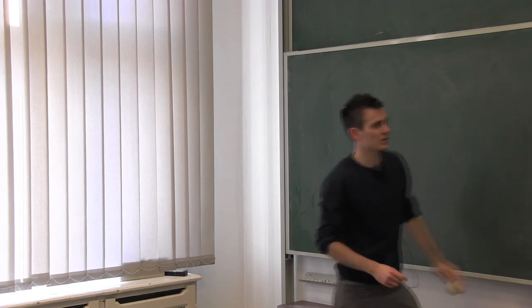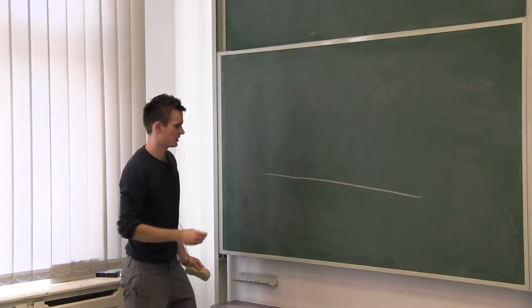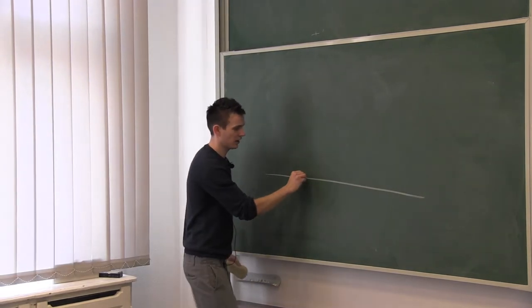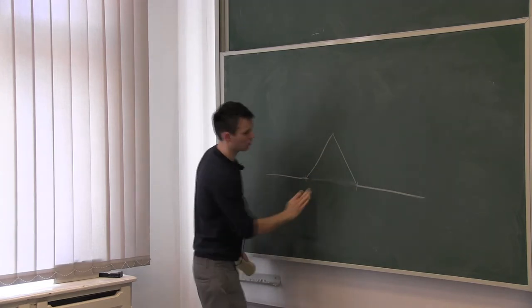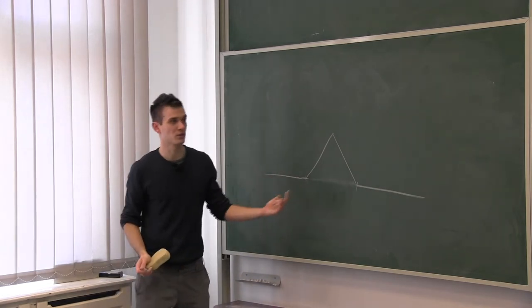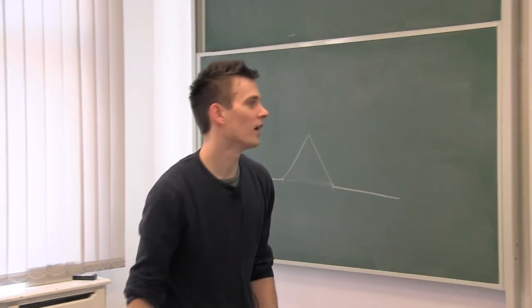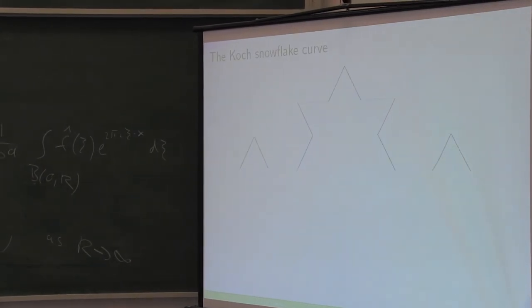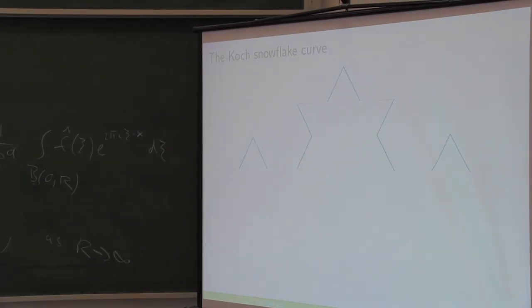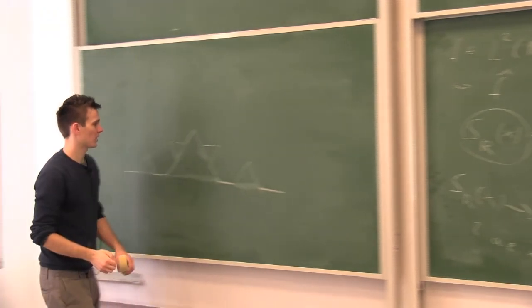So this snowflake curve is one of the most studied self-similar sets. You start with a segment, and then you replace this segment with four smaller segments, each of length 1/3 of the original one. Then for each such smaller segment, you keep doing that, replacing it with four smaller segments, each of length 1/9 of the original one. So this is level 2.